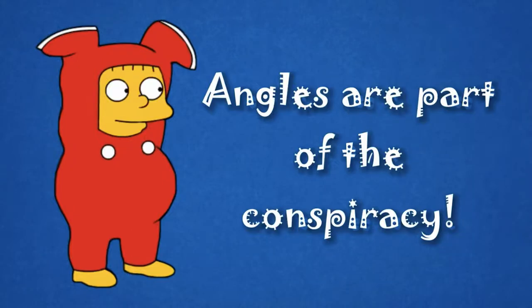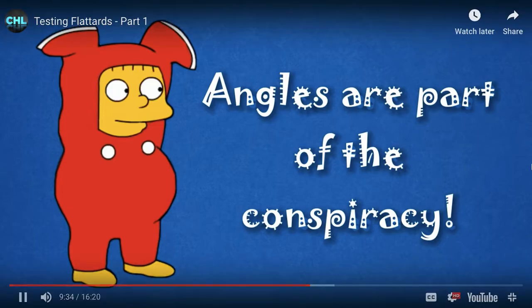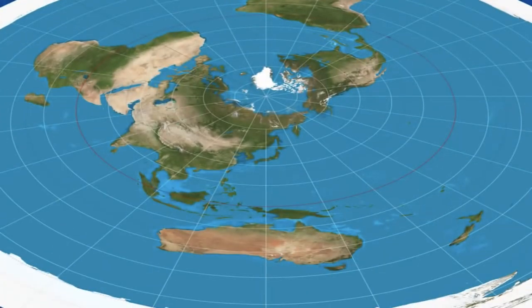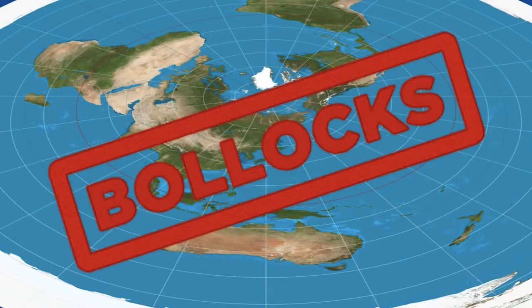Particularly paranoid Flattards needn't rely on GPS to check this. They can use the old-fashioned methods of establishing longitude and latitude, and find themselves wondering why reality disagrees with their stupid beliefs. For the rest of us, the reason is simple. They're geometrically illiterate buffoons, and this is bollocks.